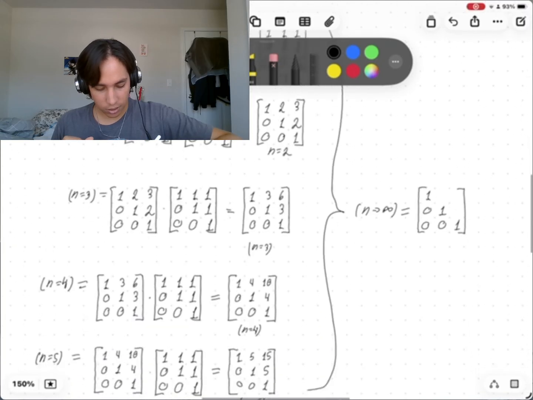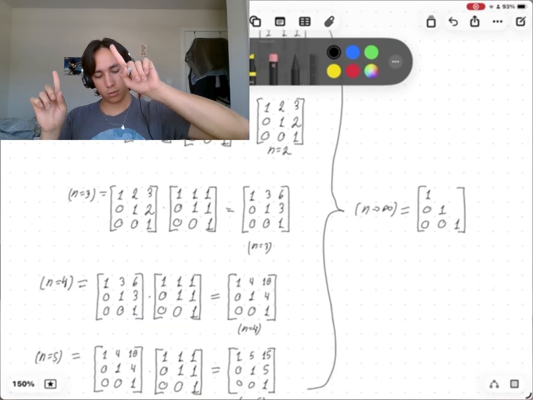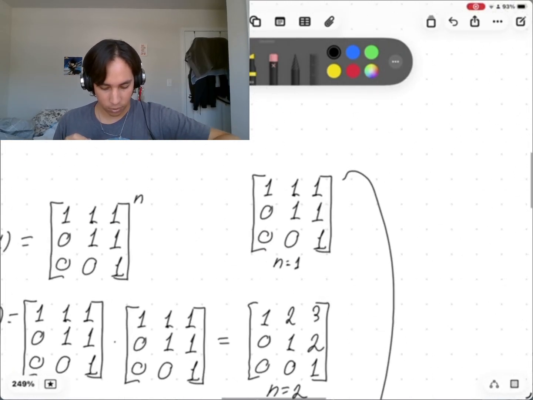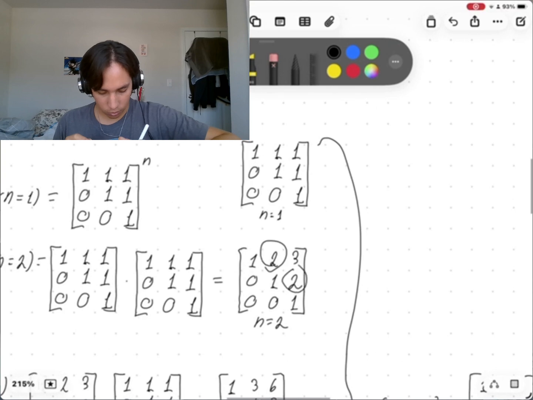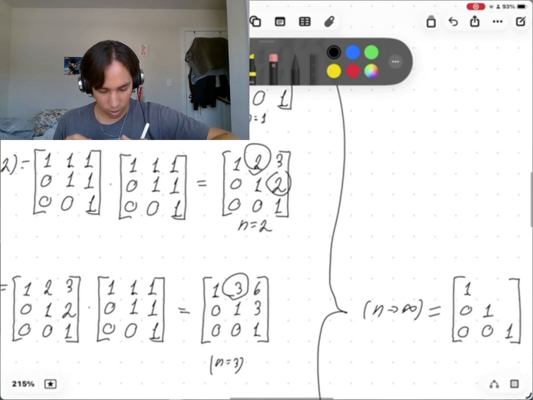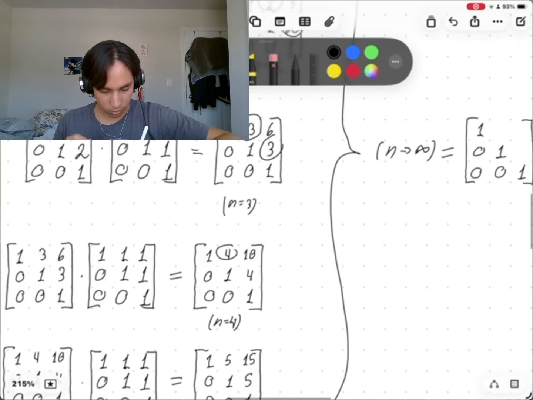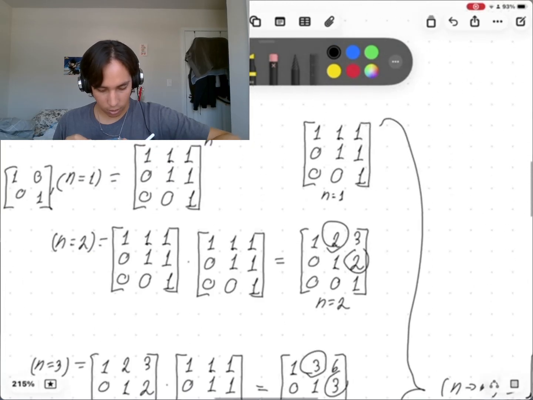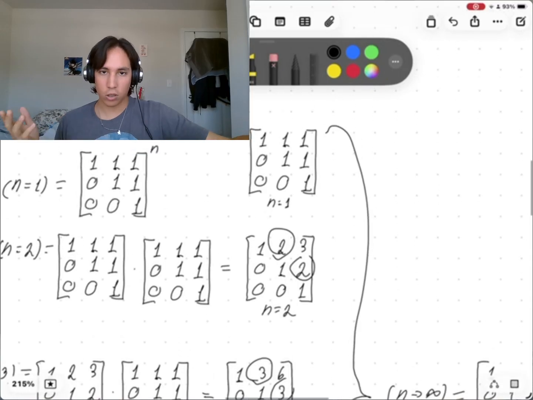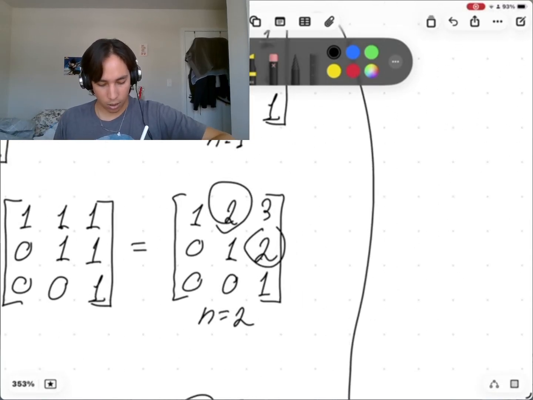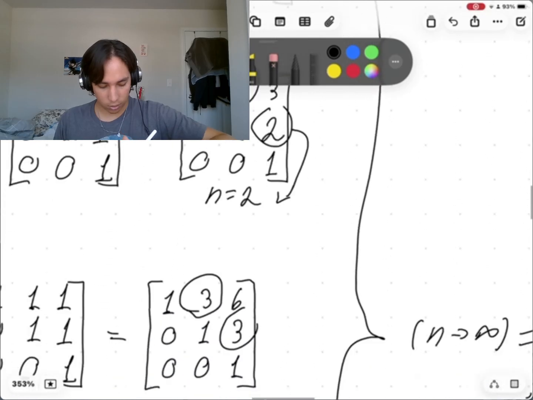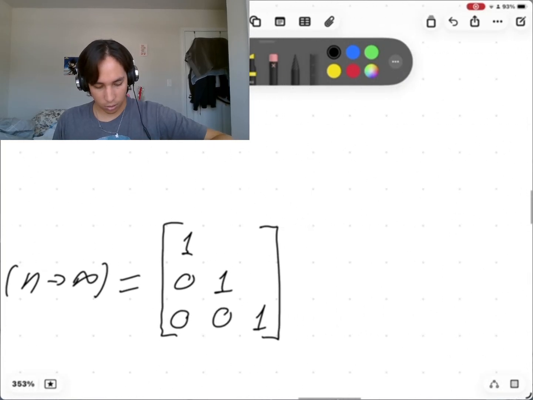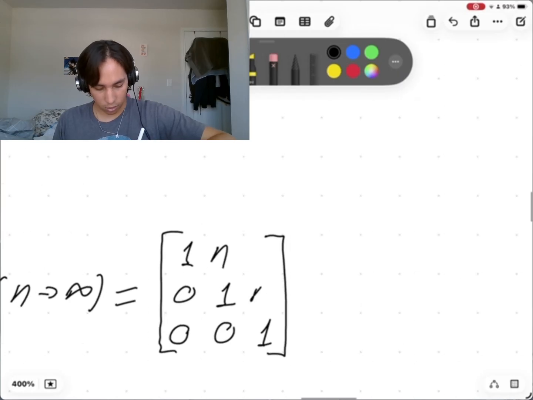What does change is the three upper right elements of each matrix, especially these two, which are the same in every single matrix, right? And another thing is that on each iteration, or each power, these are the same as the power of the matrix. So we can say that n goes in here.